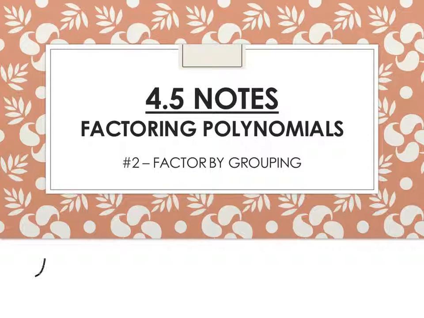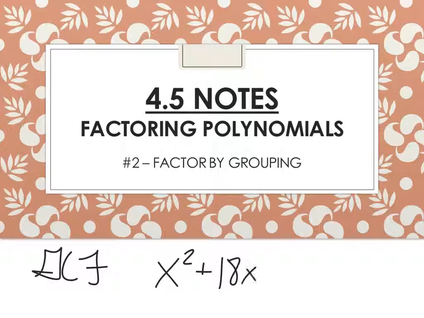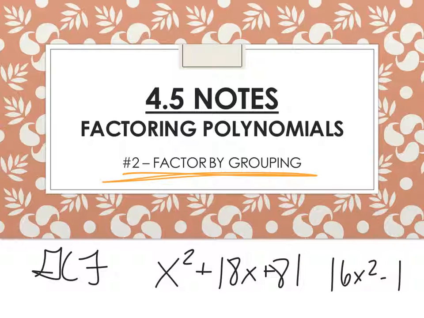So we've worked with the greatest common factor, and we worked with perfect square trinomials, and we worked with difference of two squares. Today we're going to talk about factor by grouping. However, I don't want us to forget about these three things, because sometimes you have to factor by grouping and then do these things in order to finish factoring. Keep those in the back of your brain while we do the next few examples.